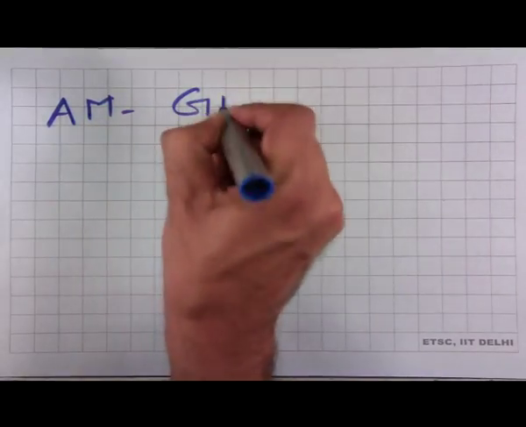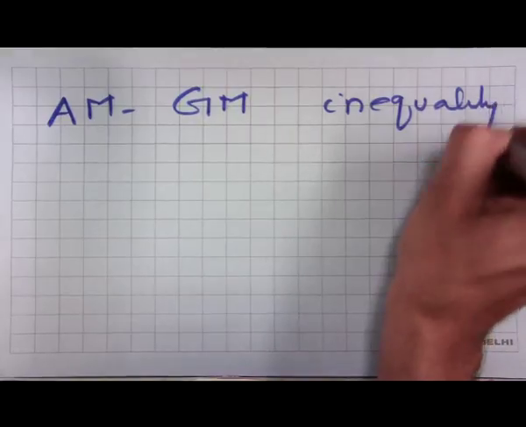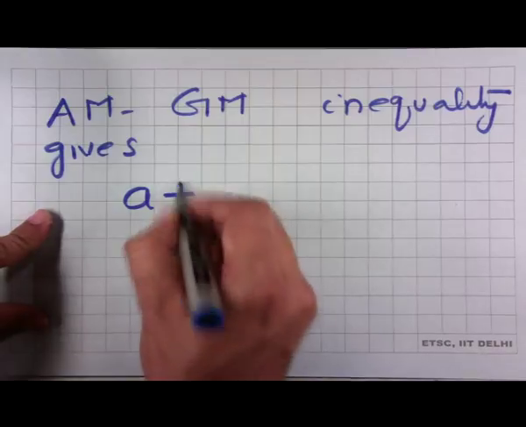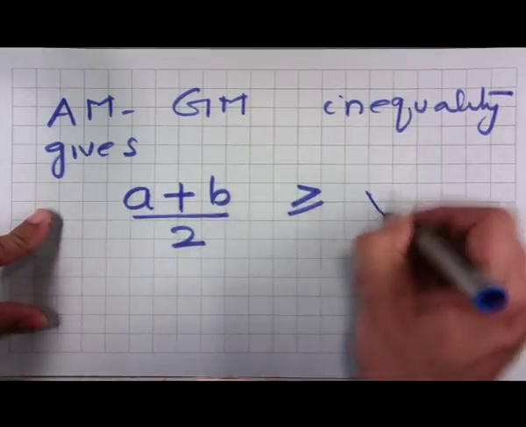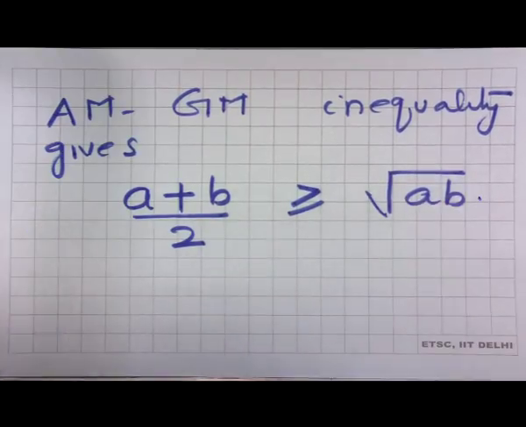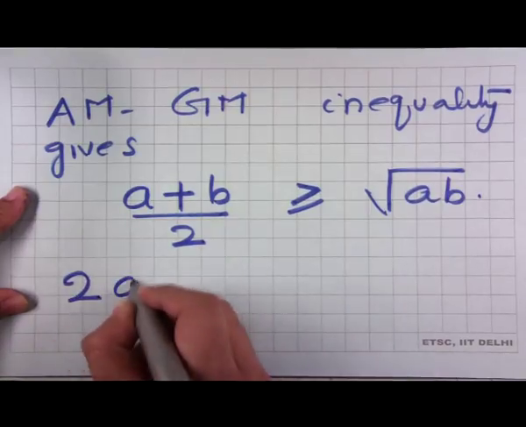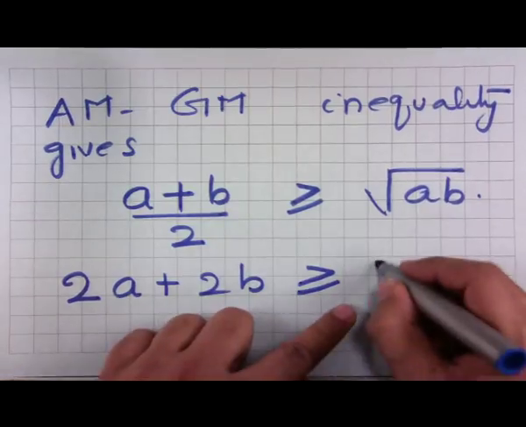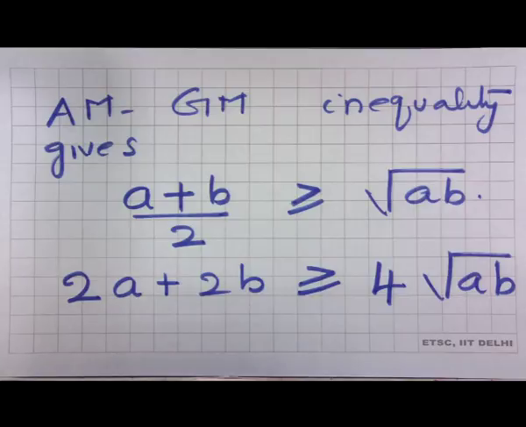AM-GM inequality says that (a plus b) by 2 is greater than or equal to root ab, which is equivalent to saying 2 times a plus 2 times b is greater than or equal to 4 times root ab, by multiplying with 4 on both sides.